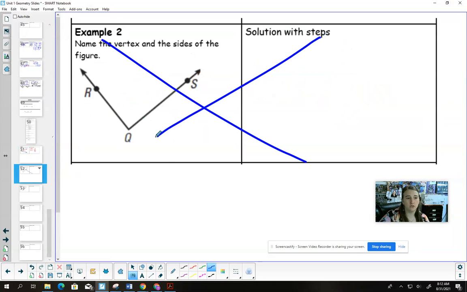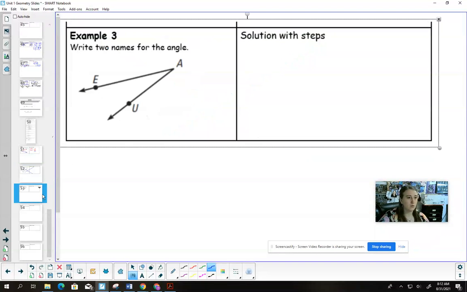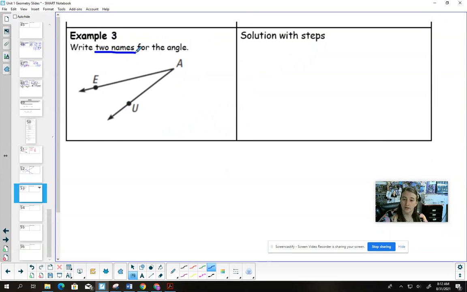We're not going to do example 2 because we don't really need to do that again. But I do want to practice writing names for angles one more time. You were already quizzed on this, but we need a little bit more practice. Write 2 names for the angle is what we're doing. However, there's actually 3 different names we could do here. So take a moment, remember, how can we name this angle? Just write down 2, but there actually are 3 different ways.